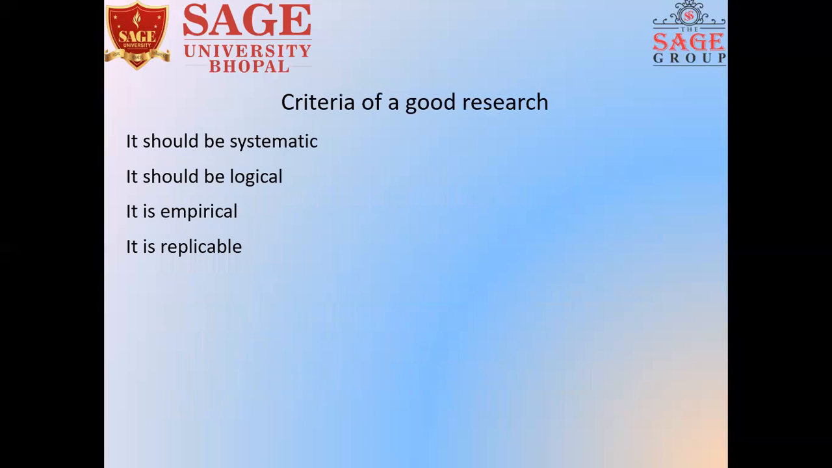Criteria of a good research. What can be the criteria of a good research? It should be systematic. It should have a proper sequence: what should be first, what should be next. It should be logical. It should have a proper result, right? It should not be vague. It should be based on observation and some experiments, right? That is what is empirical. And somebody can replicate it, or use it for future purposes.